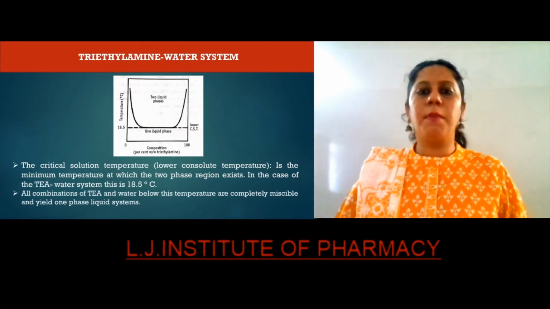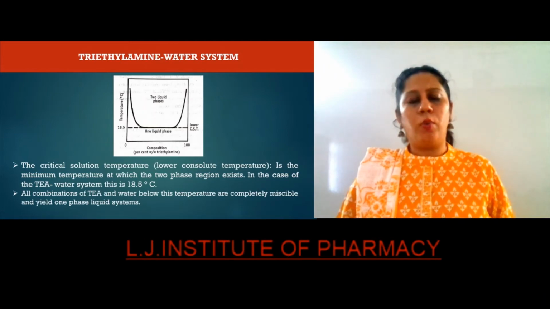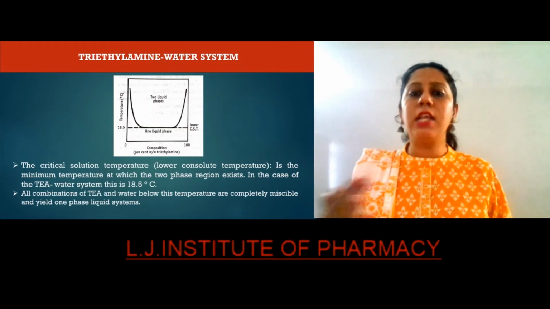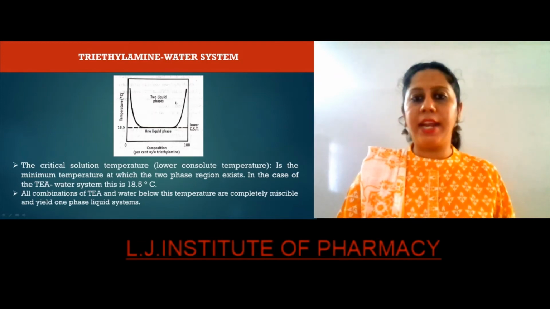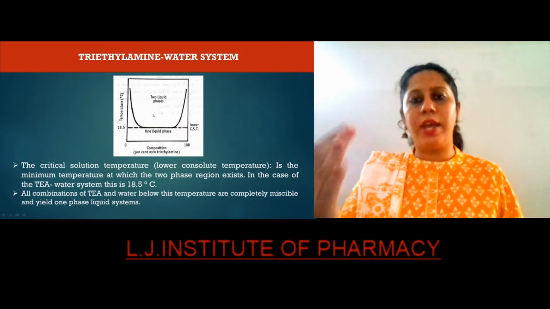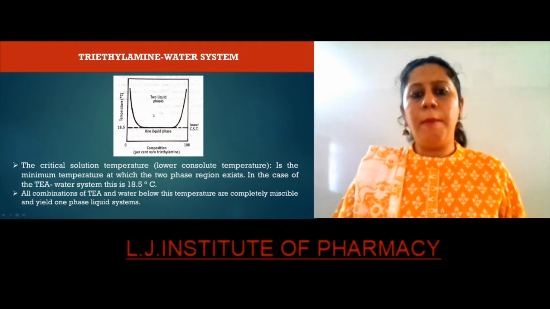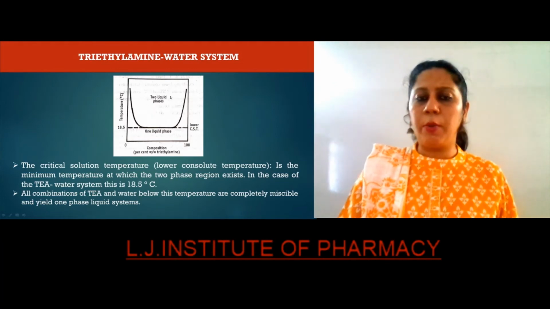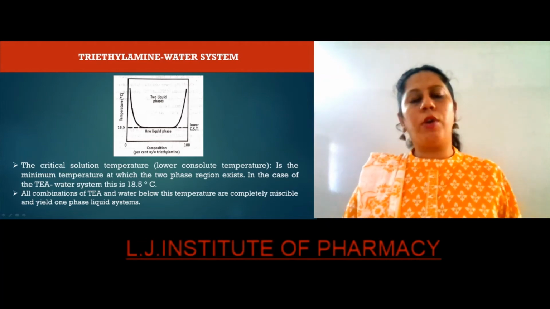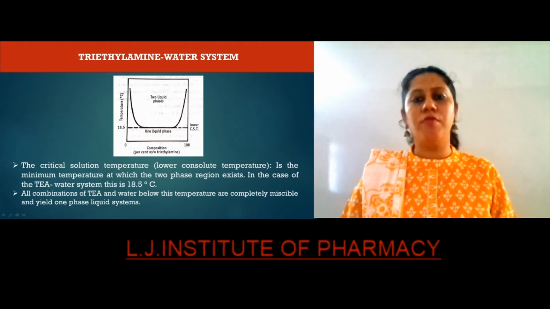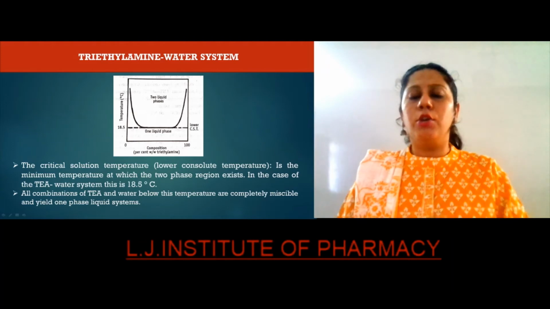The next system is the TEA water system. What happens here is the solubility will increase with decrease in temperature. You can see here that above 18.5 degrees Celsius, you have two liquid phases, whereas below 18.5 degrees Celsius, you have one phase. So the TEA water system has a lower consolute temperature, which is the minimum temperature at which the two phase region will exist.